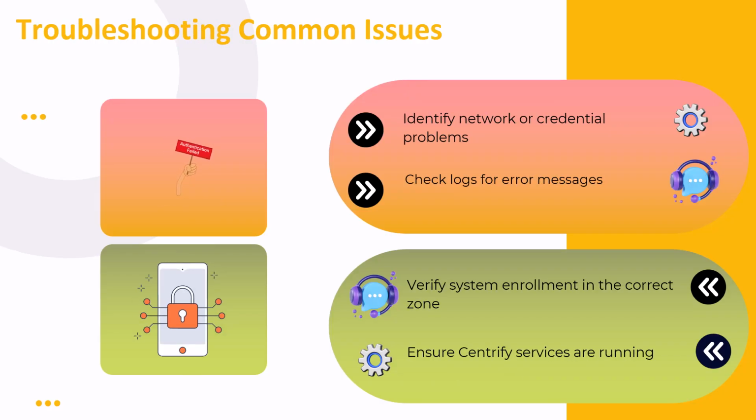Troubleshooting is where tech pros earn their stripes. First up, if things aren't working, network issues or incorrect credentials might be the culprits. Next, logs are our best friends. Error messages practically scream the answer at us. Sometimes systems end up in the wrong zone, so double-check that. Lastly, if all else fails, make sure those Centrify services are actually running. A little patience and we'll have everything back on track.